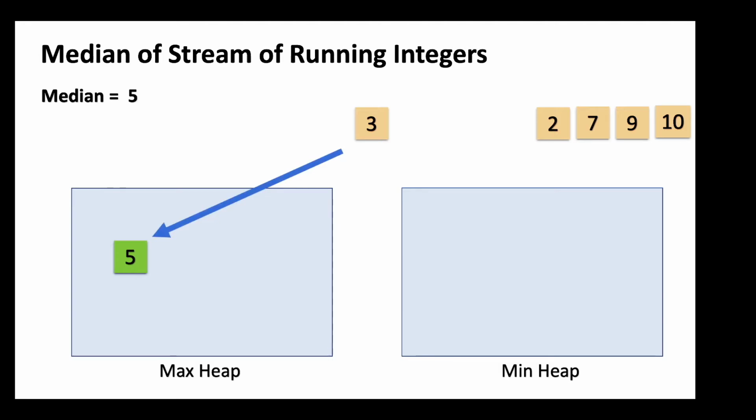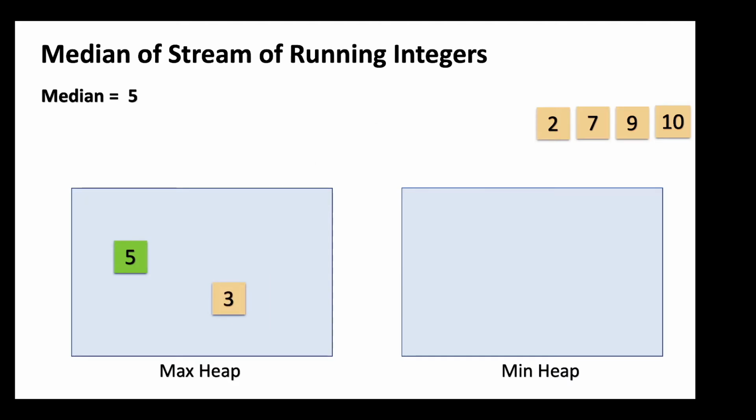The root element of this max heap is 5. And you can see that the number we have encountered right now, that is 3, is less than 5. Since 3 has a lesser integer value than the root of the max heap, obviously 3 belongs to the lower half of the numbers and the correct position of the 3 is the max heap. So we will put 3 into our max heap.